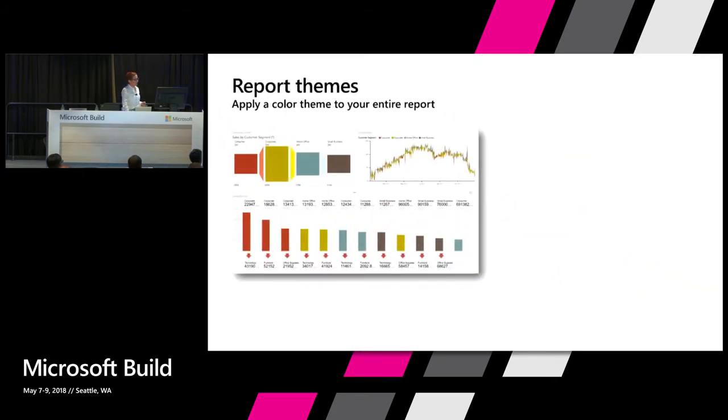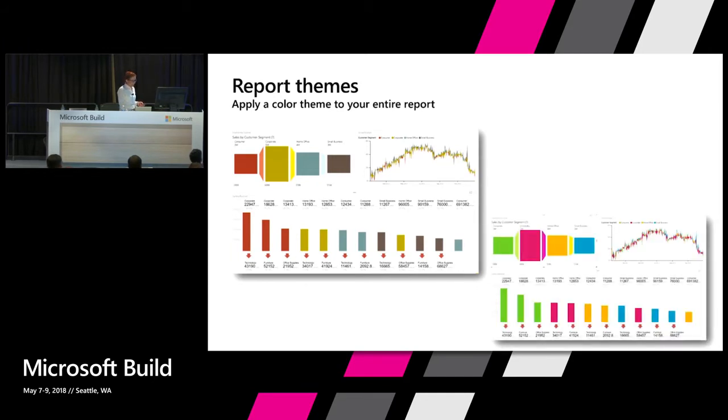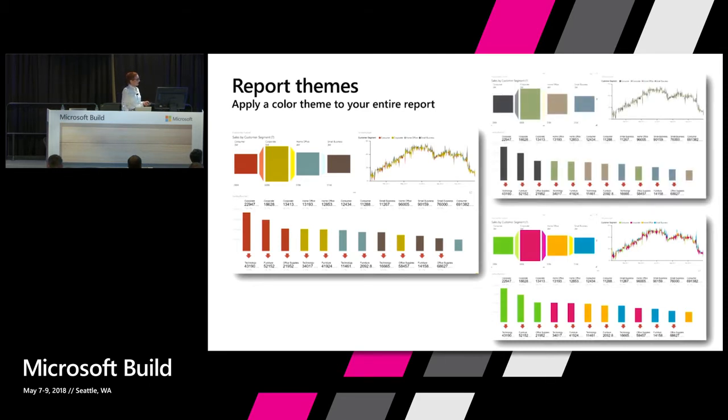First of all, the report themes, which enable users to apply a color theme to their entire report. It can be seasonal colors or corporation colors or any colors they want. We also provide a handful of ready-made JSON files and the explanation on how to write this JSON file if you want to write your own colors. This is a snapshot of my report where I have applied different color themes.